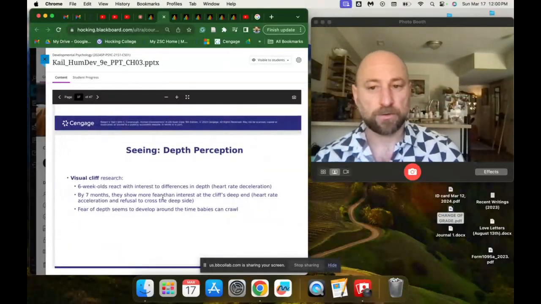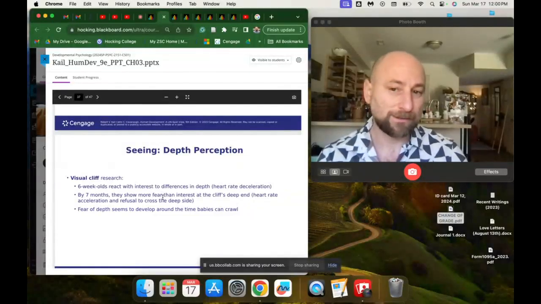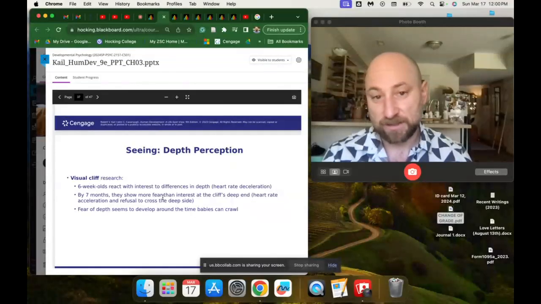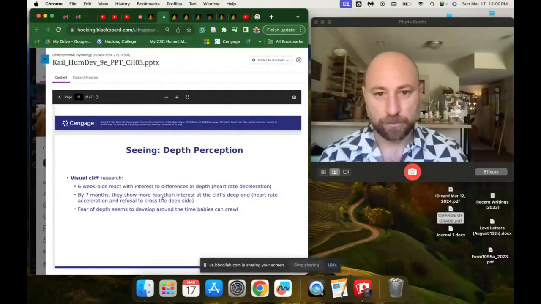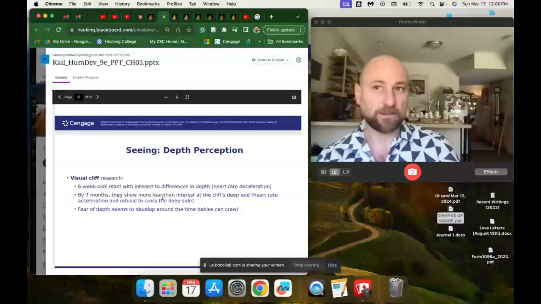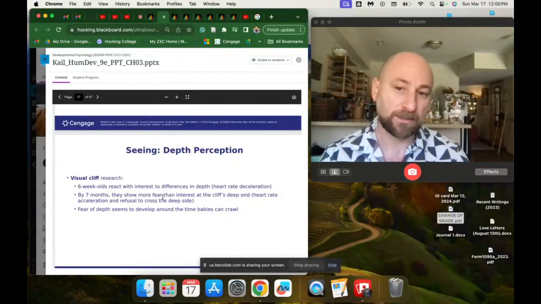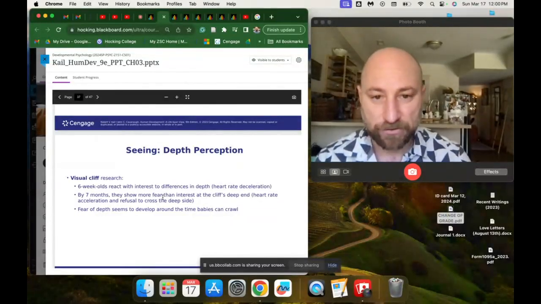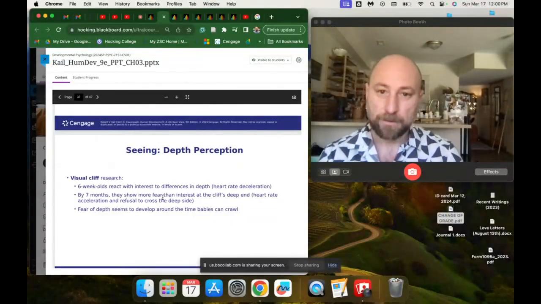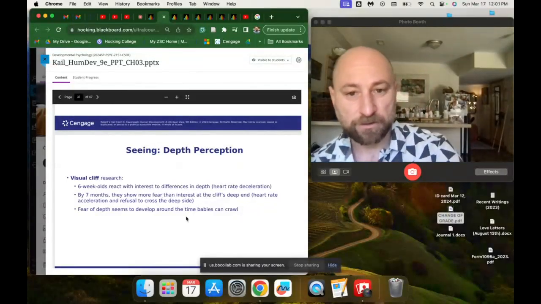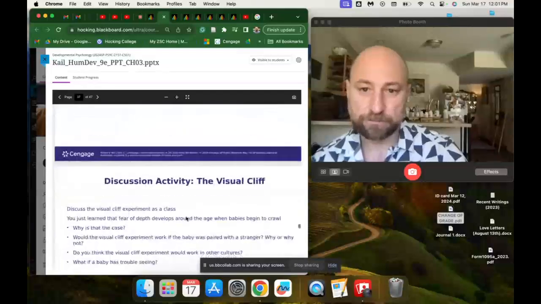Depth perception. So there's visual cliff research. By 6 weeks old, infants will react with interest to differences in depth. Their heart rate will rise. Right? So if you have a newborn infant and you walk over a glass floor, they won't necessarily notice anything, but by 6 weeks they will, right? By 7 months, they show more fear than interest at the cliff's deep end. And fear of depth seems to develop around the time that babies can crawl.